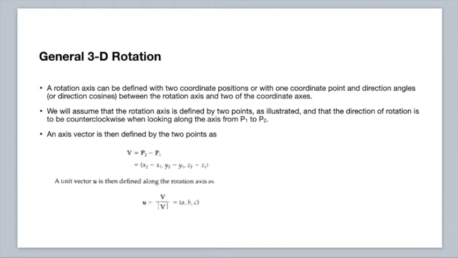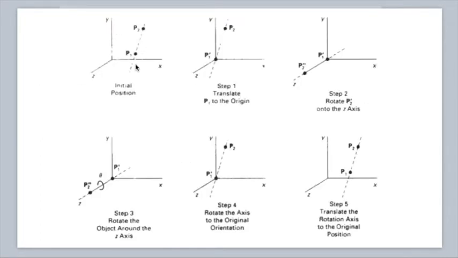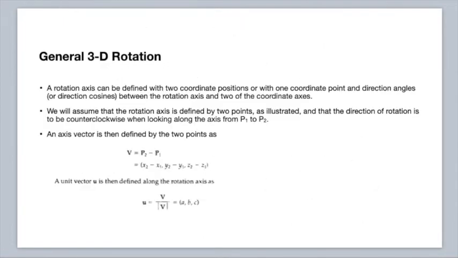A rotation axis can be defined with two coordinate positions, or with one coordinate point and direction angles between the rotation axis and two of the coordinate axes. Here in this example, you have defined it using 2 points P1 and P2. Here you have defined this rotation axis as P1, P2. You can also define it using one coordinate point and the direction angles between the rotation axis and the coordinate axis.